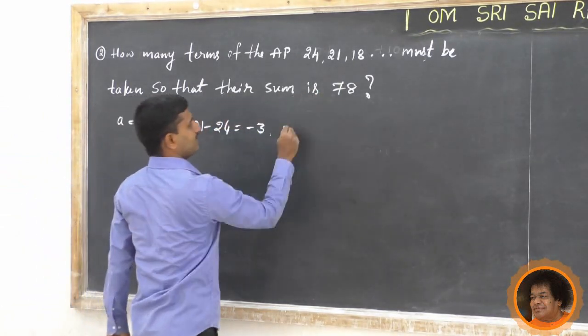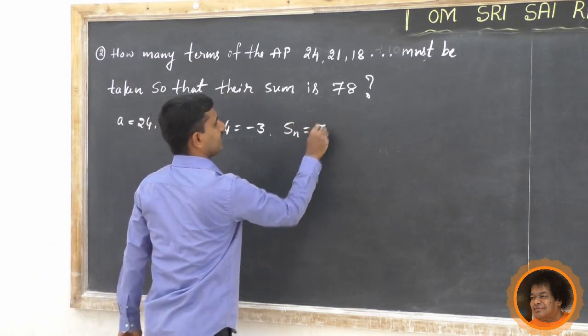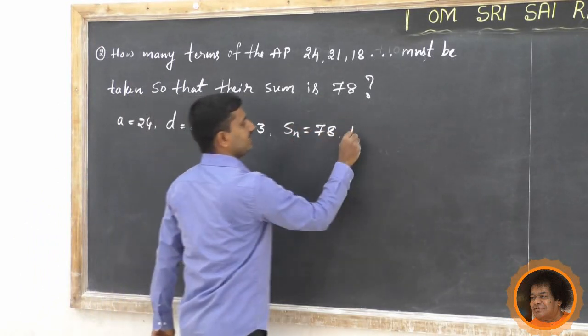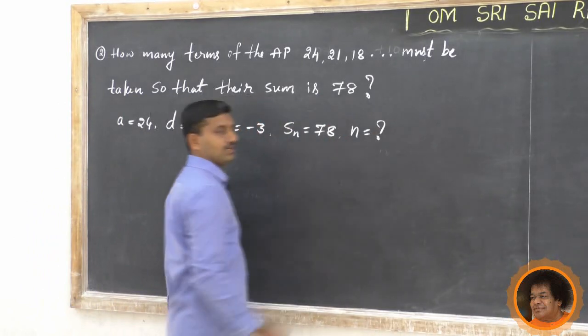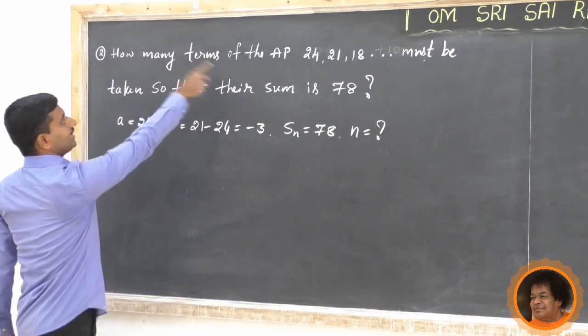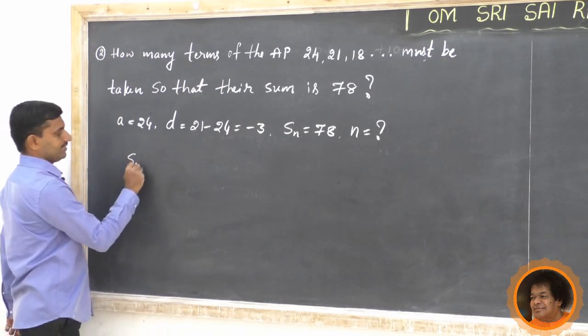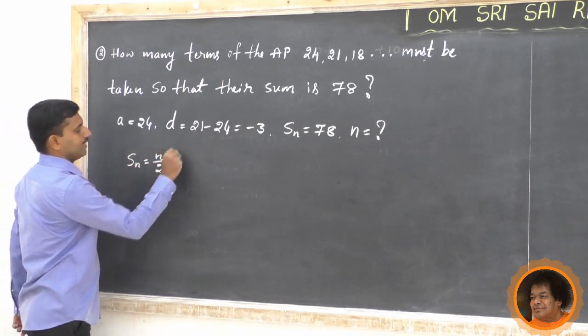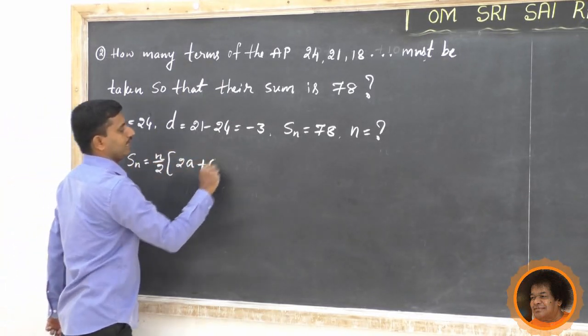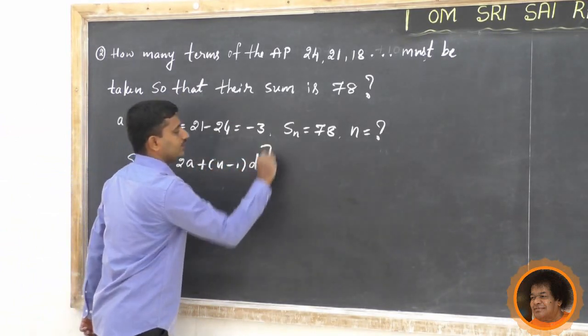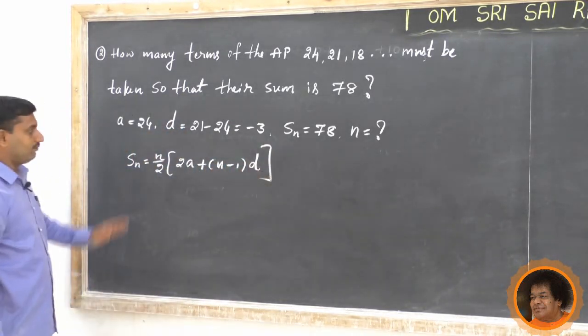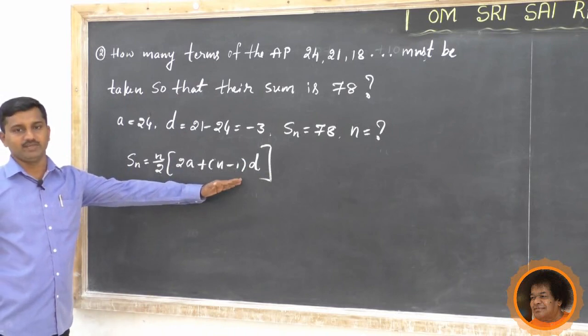Their sum is 78, that is Sn. So Sn equal to 78. We need the value of n, the number of terms. How many terms means n. So what is the formula? Sn is equal to n by 2 into 2a plus n minus 1 into d. So this is the formula to find the sum of n terms of an arithmetic progression.